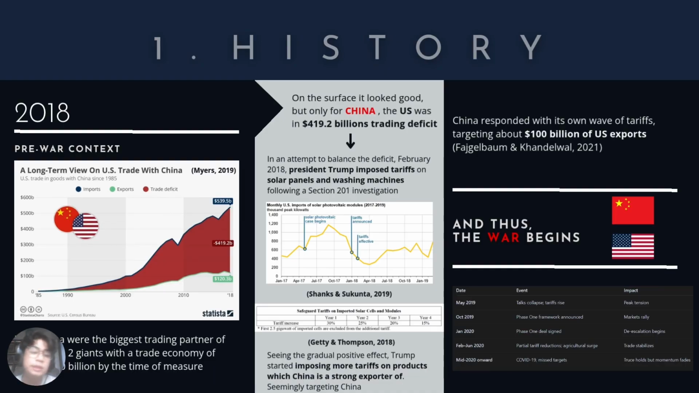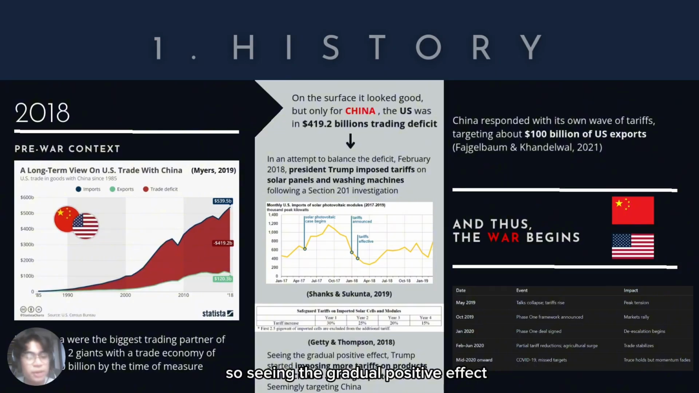Seeing this, in an attempt to balance the deficit, in February 2018, President Trump imposed tariffs on solar panels and washing machines following the Section 201 investigation. As you can see in the graphs, upon imposing the tariffs, the import of solar panels dropped by a little bit, however, it slowly recovered, but from other trading partners and from the US themselves.